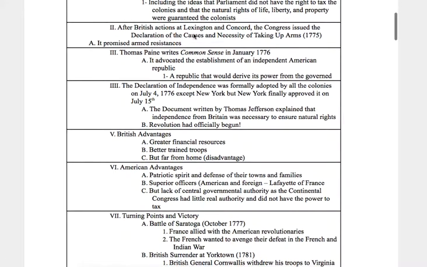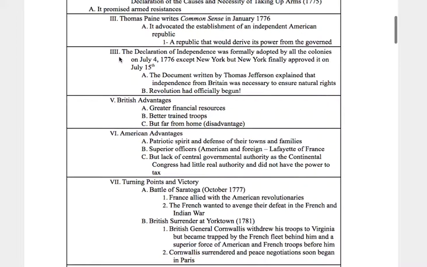2. After the British actions at Lexington and Concord, the Congress issued the Declaration of the Causes and Necessity of Taking Up Arms in 1775. It promised armed resistance. So, armed resistance in this case means the use of firearms.